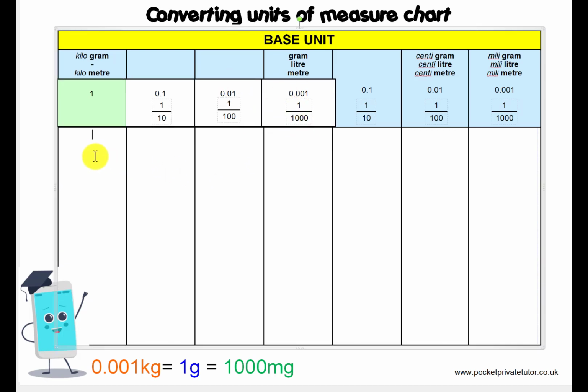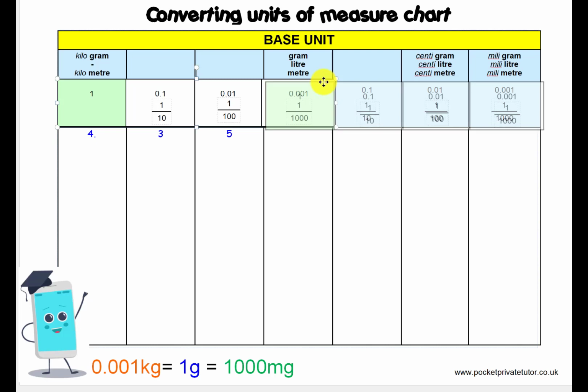Let's have a look at what 4.35 kilometers are in meters. So I've got 4.35 kilometers. I'm in my kilometer section. My kilometer is worth 1. I've got 4, 3 tenths, 5 hundredths, 4.35 kilometers. If I wanted to change that to meters, I then need to move my strip over to my meters.